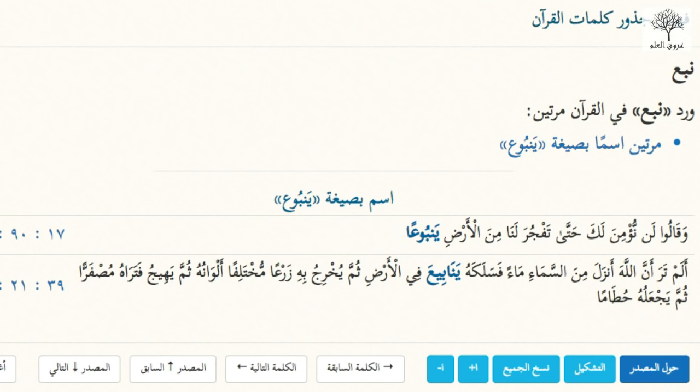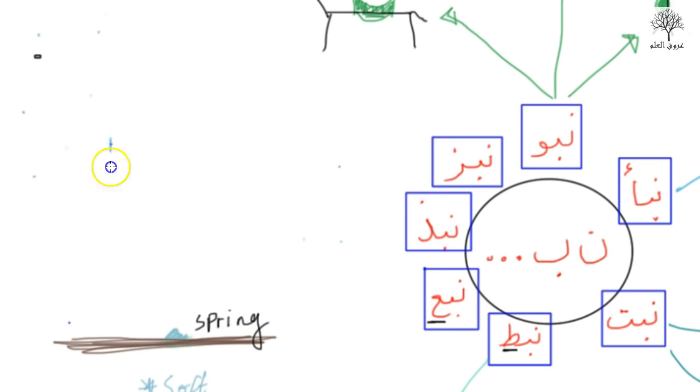Okay, again in the Quran, alam tara, don't you see, anna Allah, that indeed Allah, anzala minas sama, he sent down from the sky, ma'an fasalakahu, water, and then he made that water take its path under the ground, yanabi, in the form of yanabi, like underground springs, fil ardi, and then thumma yukhriju, etc., all this to the end. Okay, so that's the word naba'a.